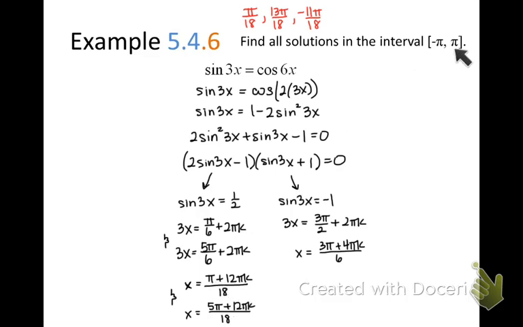Is that outside of my interval now? Likewise, if I took my negative 11 and subtracted another 12 pi, I'd be at negative 23 pi. Is that outside of my interval? Yes, so I'm done with that set. Now look down here. If I plug in k as 0, I get 5 pi over 18. That's in my interval.